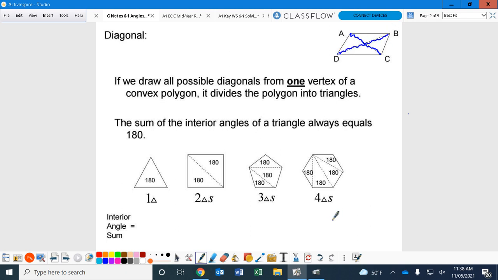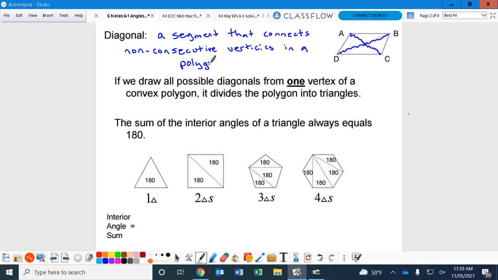For a formal definition of that, it is going to be a segment that connects. Now, this is the word that's going to get some people. A segment that connects non-consecutive vertices in a polygon. It is a segment that connects non-consecutive vertices in a polygon.